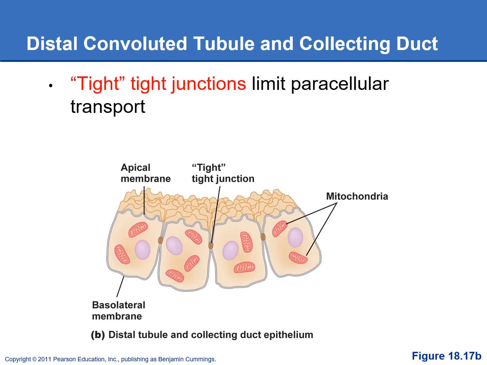In the epithelial cells that make up the walls of the distal convoluted tubule and collecting duct, there are tight junctions between the cells, but they are true tight junctions. So they're not leaky tight junctions like we saw in the proximal convoluted tubules, so you're not going to have things moving in between the cells.